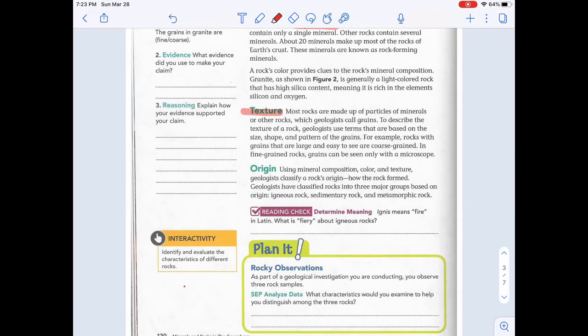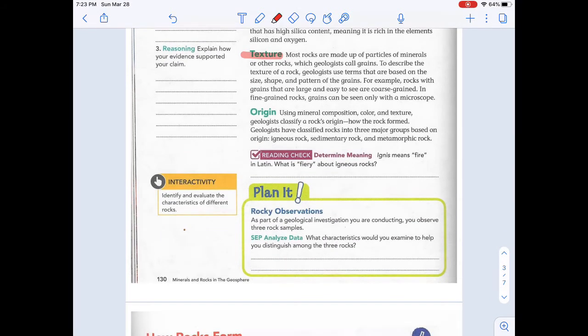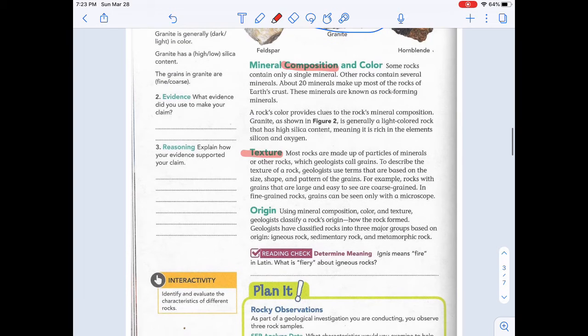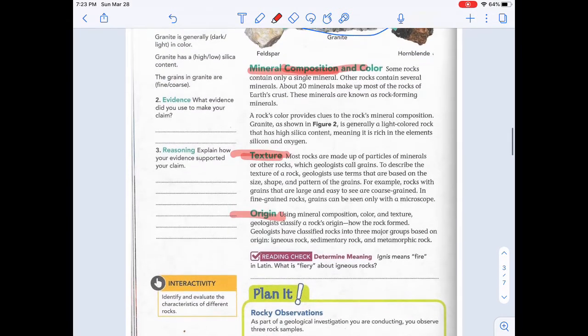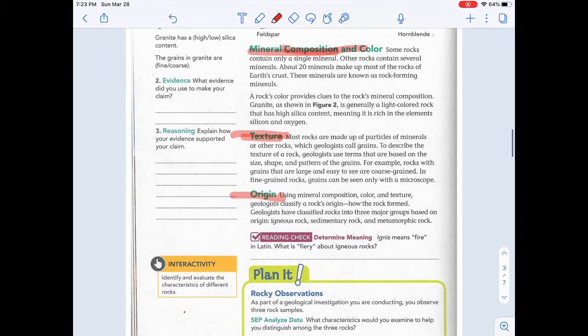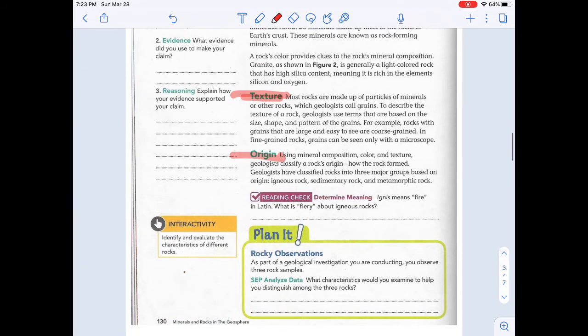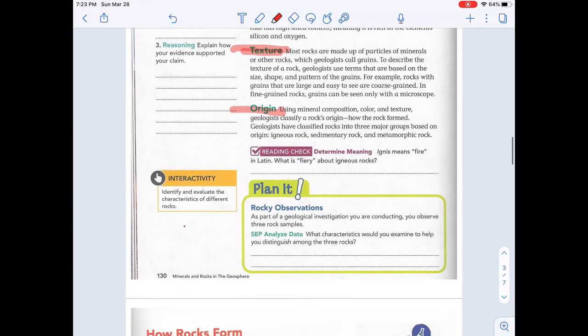And then at the bottom here, I want you to do this planet. It says, as part of the geological investigation you're conducting, you observed 3 rock samples. What characteristics would you examine to help you distinguish among the 3 rocks? So you just read about these things on this page: composition and color, texture, and origin. So those are some of the 3 characteristics of a rock you could look at to help describe it.